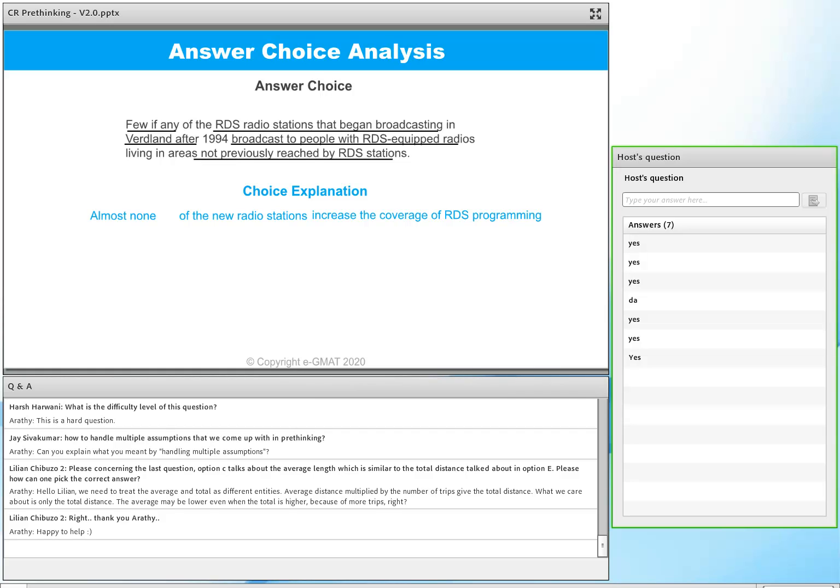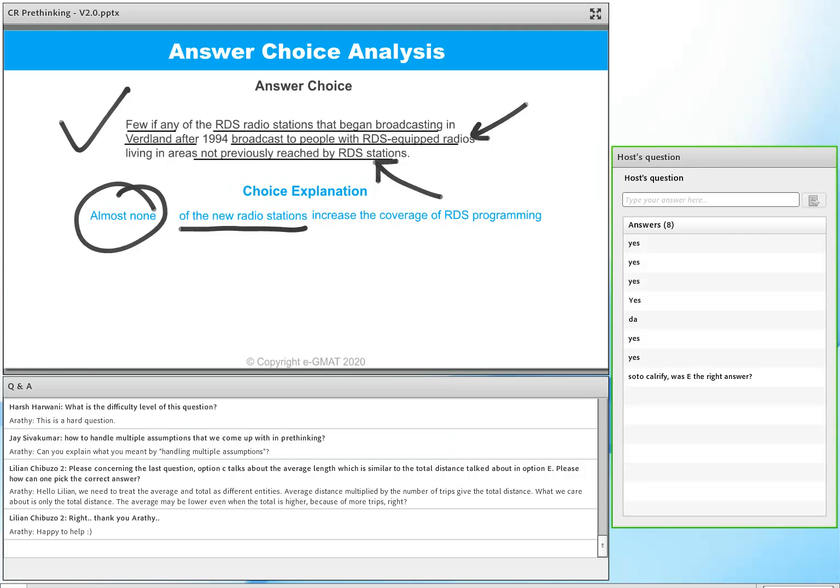Okay. Let's look at this. Few, if any, of the RDS stations that began broadcasting after 94. Few, if any, means almost none. Okay. This is my correct answer. Choice A for alpha. Okay. That began broadcasting after 94. These are the new radio stations. Broadcast to people with RDS equipped radios. It means people who had RDS equipped radios living in areas not previously reached. What does this mean? Increase the coverage of RDS programming. This choice is saying almost none of the new radio stations increase the coverage of RDS programming.